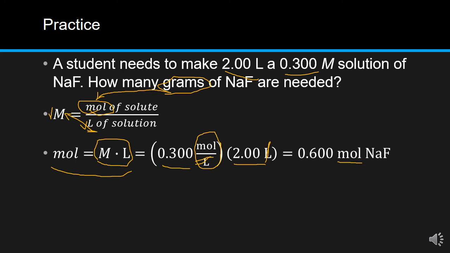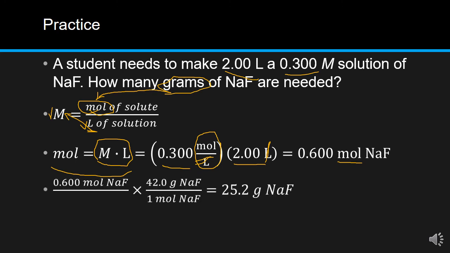Okay. Once I have the moles of sodium fluoride, then I convert it to grams using dimensional analysis like you've done so many times. Again, the 42 grams is coming from the periodic table masses. That's the molar mass of sodium fluoride. It's 0.6 times 42, which comes out to about 25.2 grams of sodium fluoride.